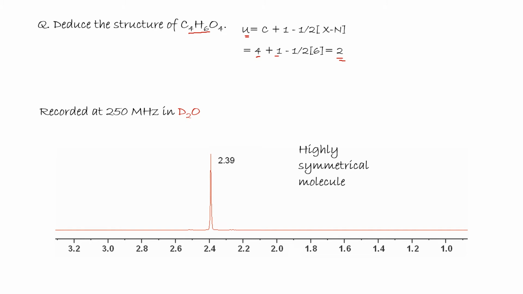This is a proton NMR recorded at 250.13 megahertz in D2O, deuterated water. Well, we have one signal at delta 2.39 parts per million. This means that we have a highly symmetrical molecule. We cannot say how many protons because we are not comparing it to any other peak. That's the only peak that appeared in the proton NMR, 2.39.